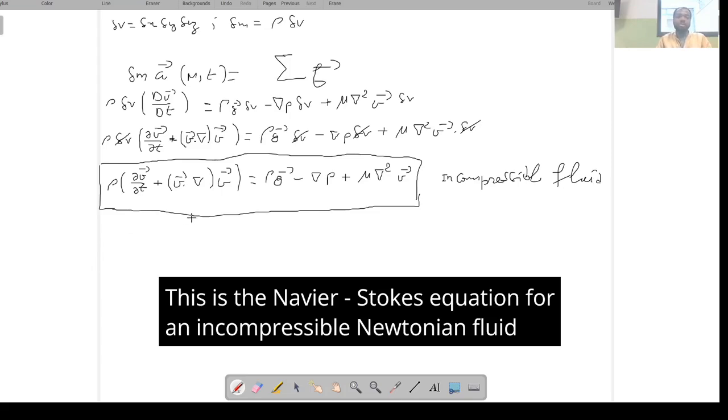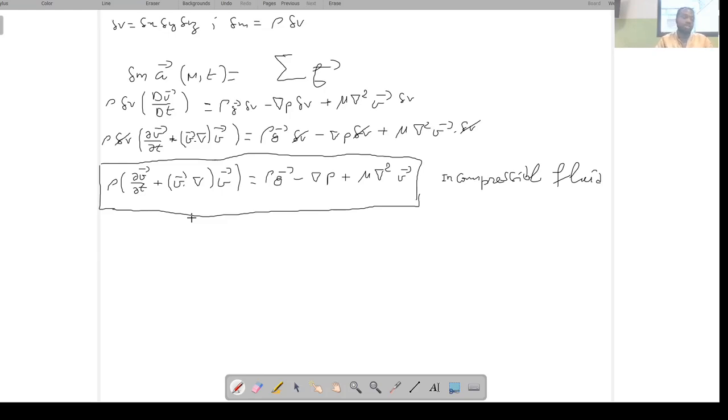So if the viscous effects are neglected, the Navier-Stokes equation reduces to the Euler equation. If mu equals 0, the Navier-Stokes equation reduces to the Euler equations. Then we get rho times partial V over partial t plus V dot nabla V equals rho g minus nabla p.